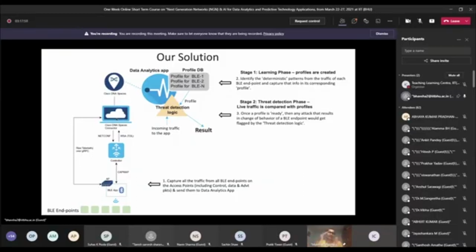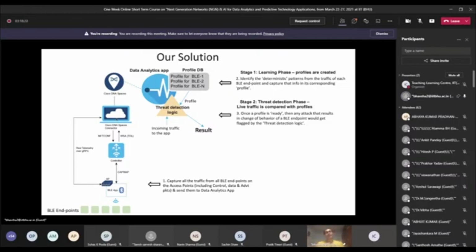Now, as I mentioned, the expected value for heart rate was, say, between 10 to 50. But for this device, it advertises, say, 200. Now it sees that it is outside the range. So at that point of time, it flags to the AP that something is malicious: do not try to connect again. So this is something which we are building.